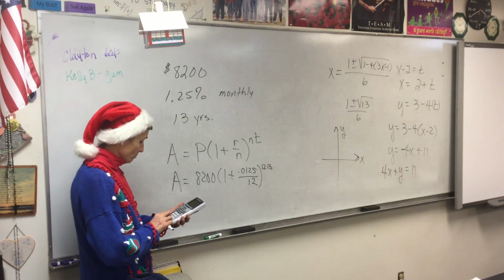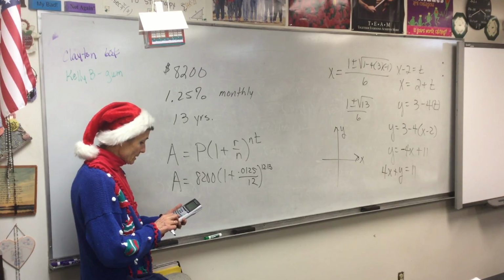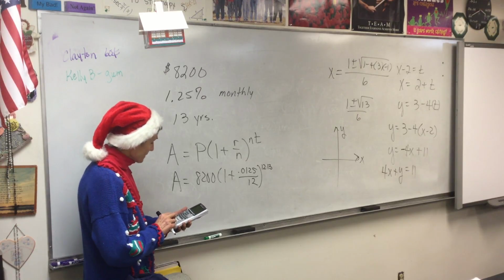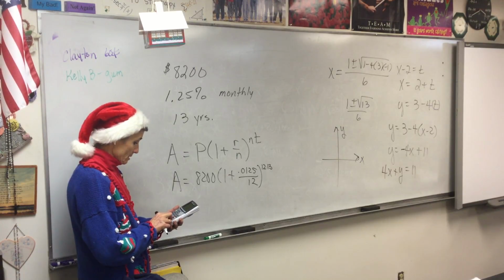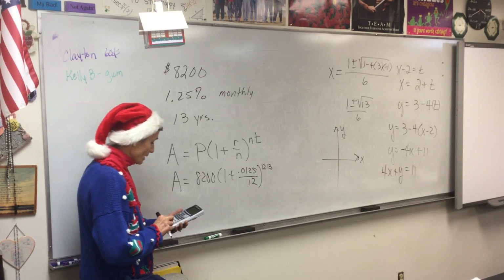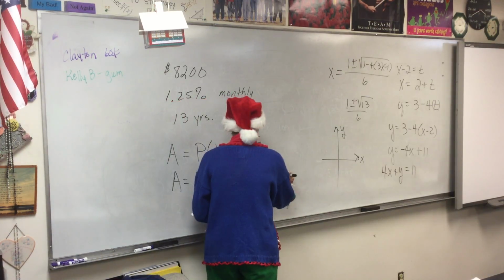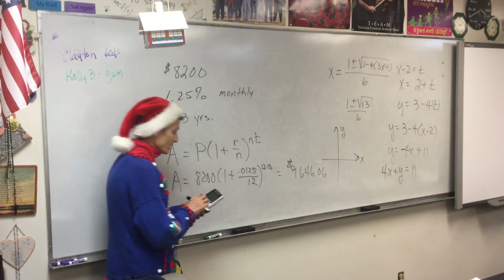I always start with the parentheses. You don't have to. Get my parentheses typed in, then I raise it and then multiply it by 8,200. So I came up with $9,646.06.